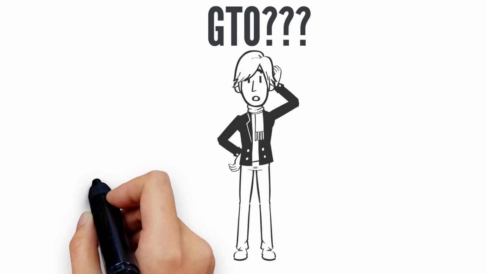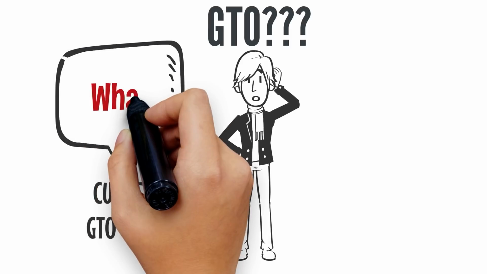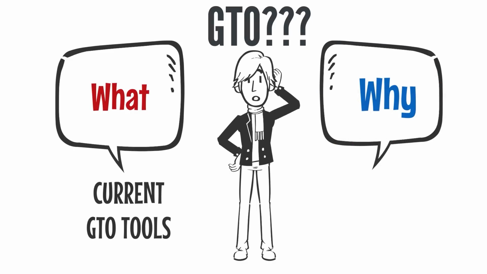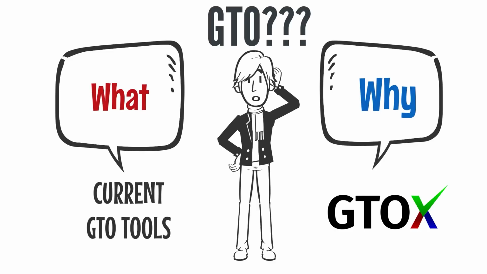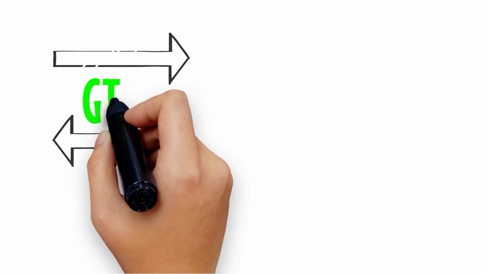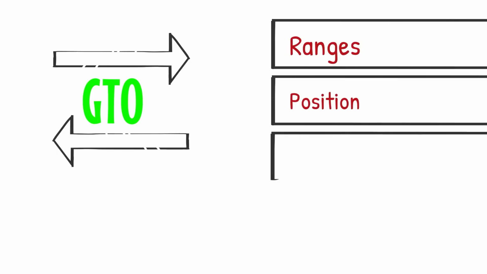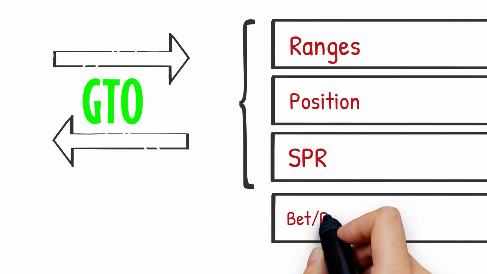Most of the well-known GTO tools in the market, whether they be solvers, charts, or trainers, do a great job of explaining the what, but none of them are really designed to explain the why. This is understandable because GTO is extremely complex, and solvers don't actually use any sort of set program strategy that we can point to. However, when we boil it all down, true Nash equilibrium strategies are really calculated from just 3 variables: ranges, position, and SPR.